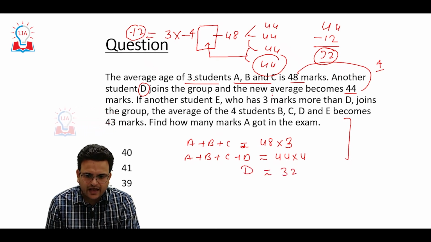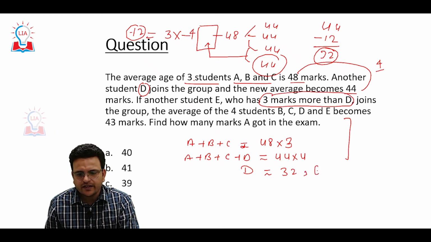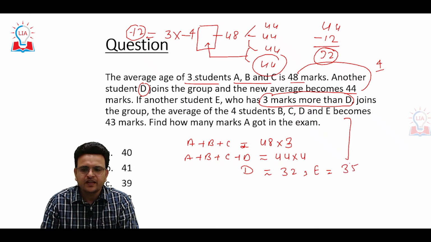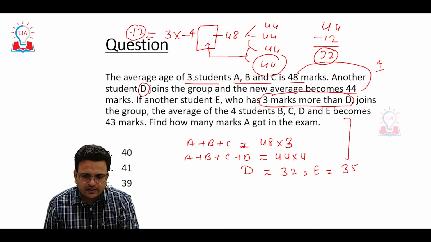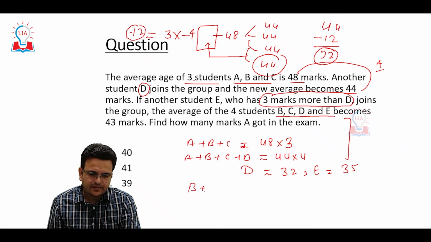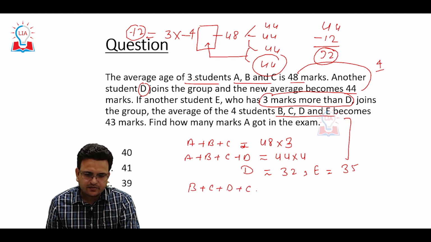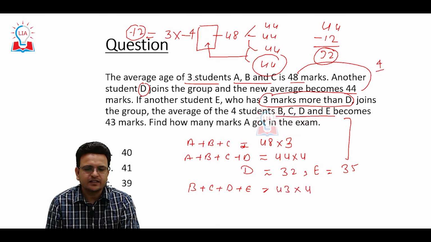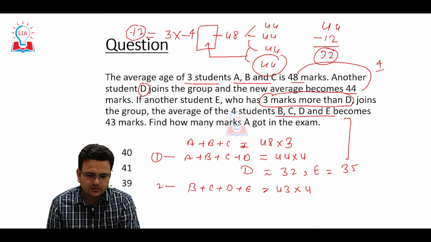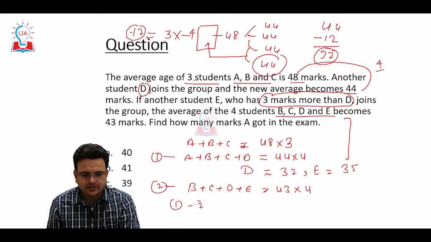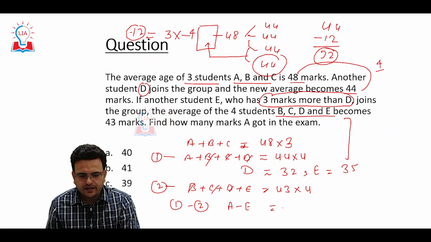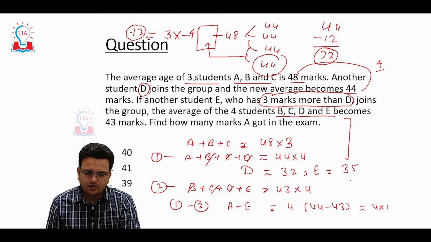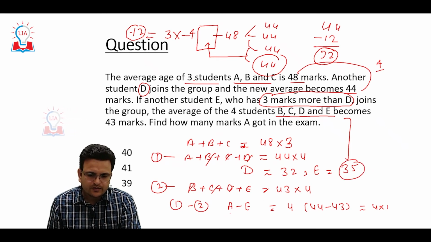Again, E has 3 marks more than D, so E's marks will be 35. E joins the group. The average of the 4 students B, C, D, E, that is B plus C plus D plus E, now becomes 43. The total will be 43 into 4. So this is equation 1, this is equation 2. When I subtract equation 2 from equation 1, B cancels, C cancels, D cancels. So A minus E will be 4 common into 44 minus 43, which is 4 into 1. Here we know E is 35, so you can put the value of E here.